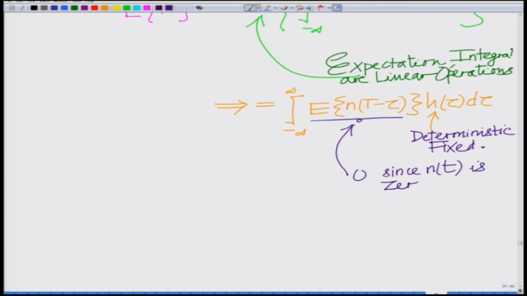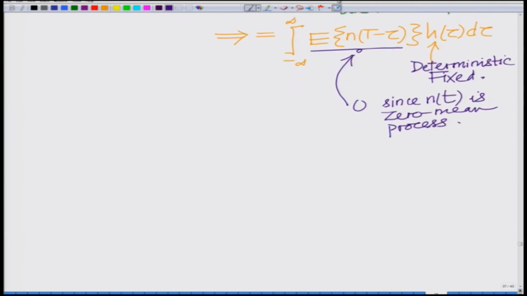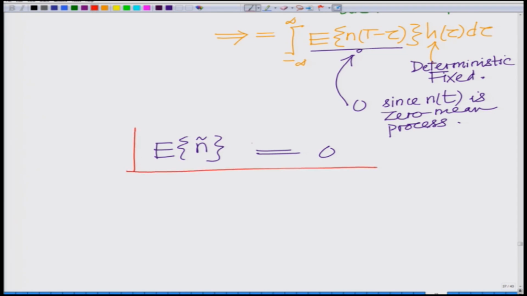Since n(t) is zero mean, this is 0, and the integral of 0 is basically 0, and therefore what you get is the mean of n tilde. It is very simple, although you might have realized it even without this elaborate derivation, but just for the sake of mathematical rigor and formality, we have shown that the expected value of n tilde is also 0. So n tilde is a 0 mean random variable.